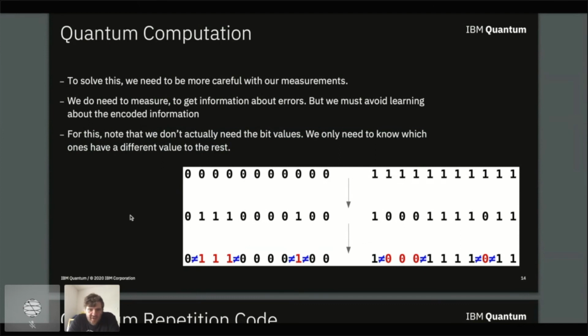So a signature of everything being good is that if you look at these pairs of values, you'll find that they always agree with each other. And of course they should. This is the repetition code. You're repeating things. They should agree with each other.